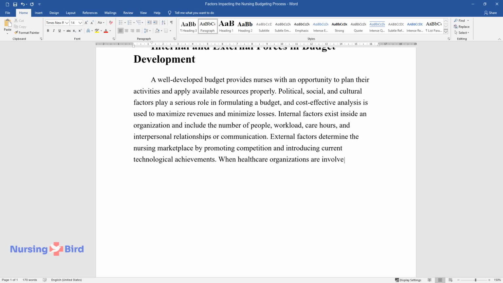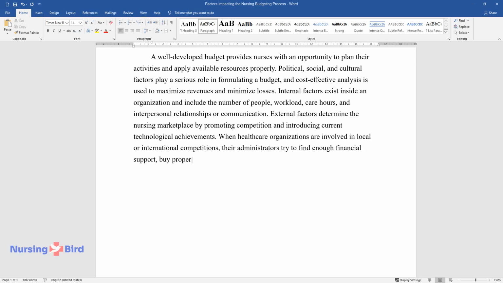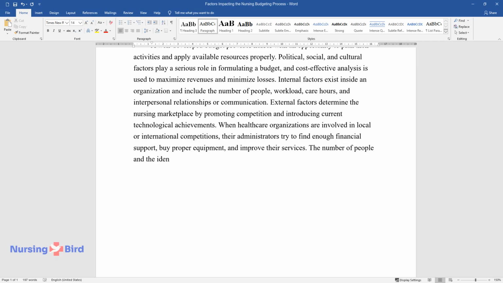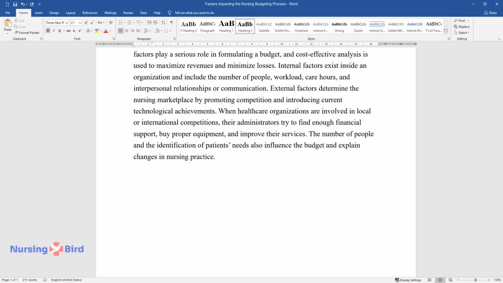When healthcare organizations are involved in local or international competitions, their administrators try to find enough financial support, buy proper equipment, and improve their services. The number of people and the identification of patients' needs also influence the budget and explain changes in nursing practice.